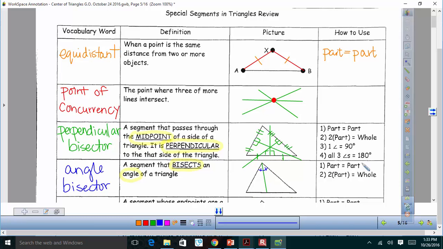And this threw the other class off. They were like, well, why is it part equals part if it's talking about angles? Because when they think of parts, they think of sides. This literally means angle equals angle, okay? Or 2 times the angle equals that whole angle. It's still parts, it's just parts of an angle instead of parts of a side. Okay, questions? Okay. No question.